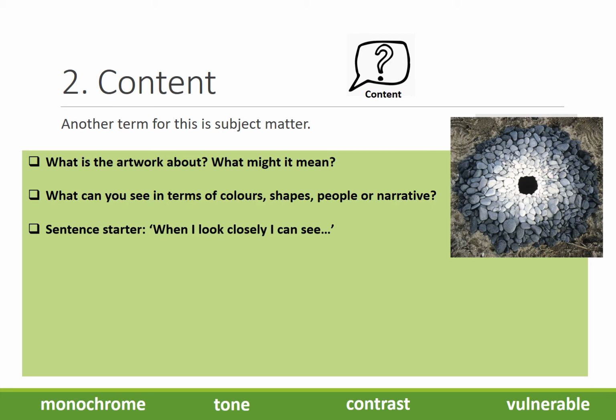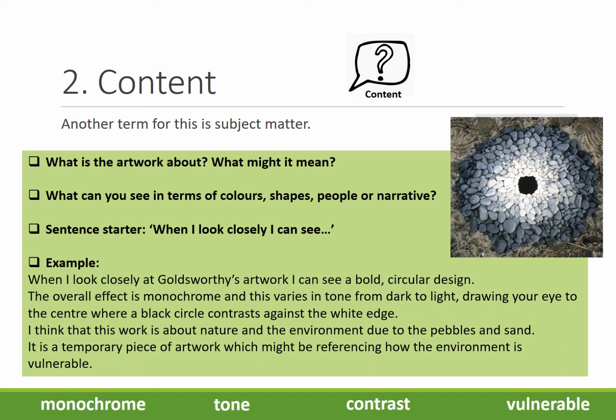So here's my example for content. When I look closely at Goldsworthy's artwork, I see a bold circular design. The overall effect is monochrome, and this varies in tone from light to dark, drawing your eye to the centre where a black circle contrasts against the white edge. I think that this work is about nature and the environment due to the pebbles and sand. It is a temporary piece of artwork which might be referencing how the environment is vulnerable.